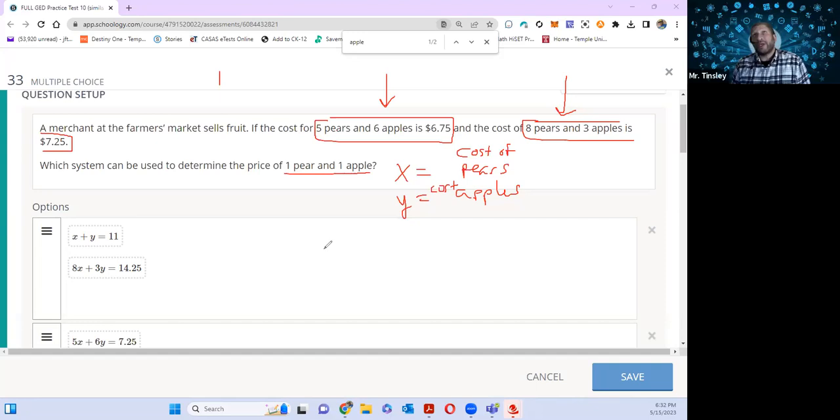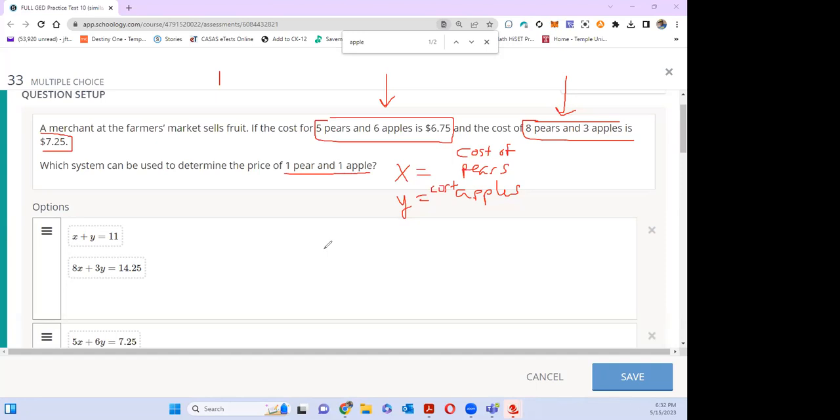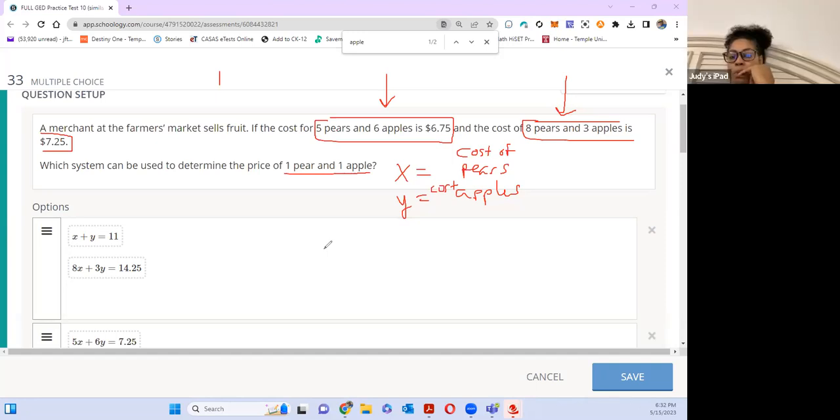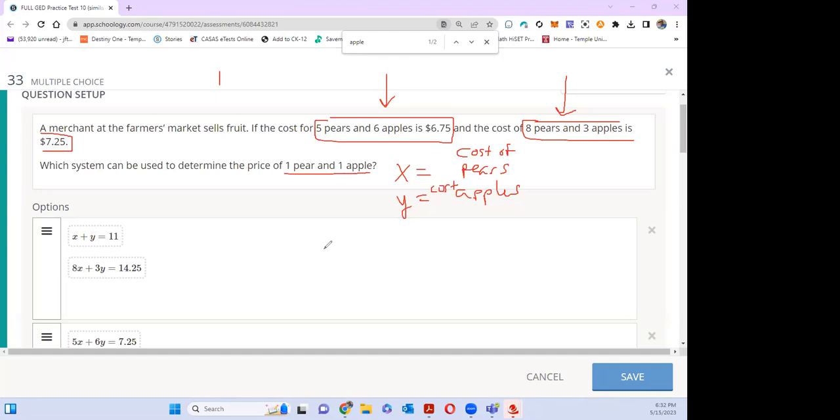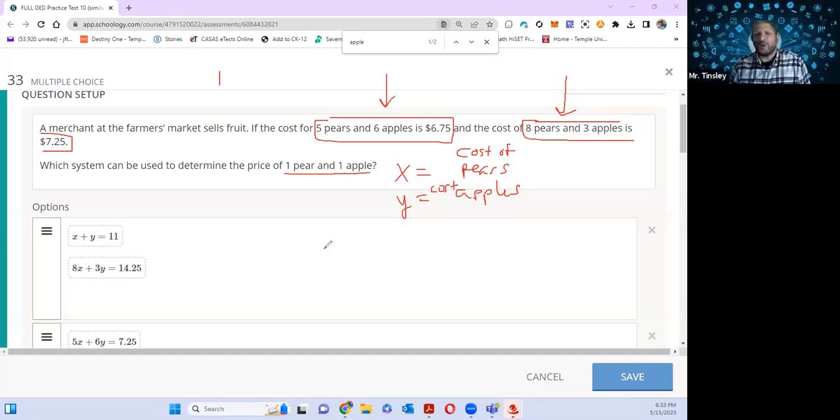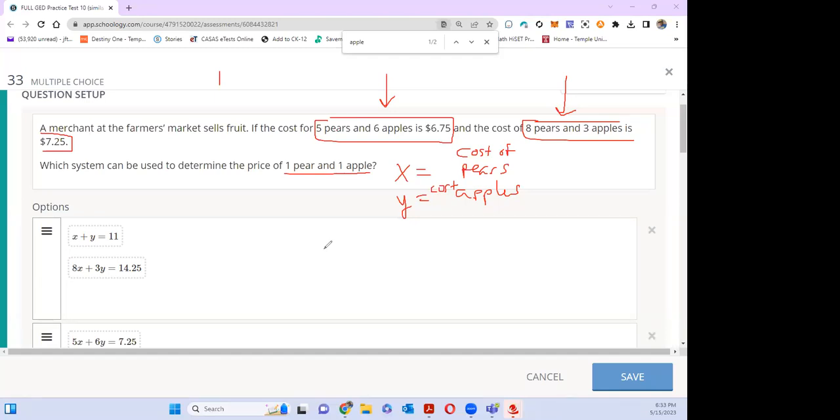$5. Okay. If a pair costs 50 cents, how much does 5 pairs cost? It costs $2.50. How did you do that? You times it. Okay, so you multiply.